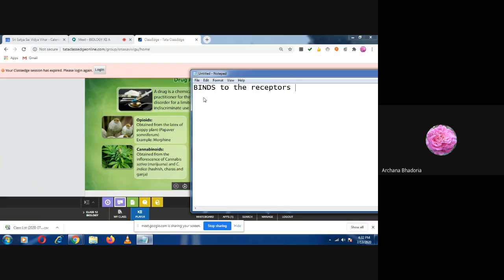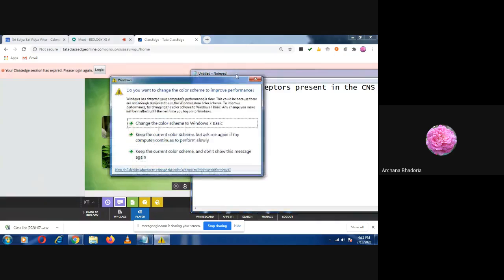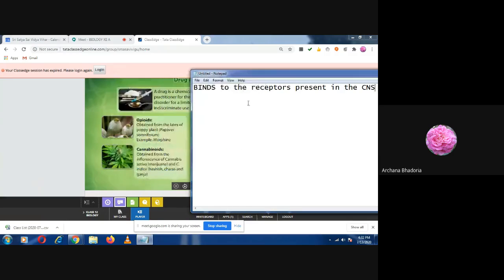Can you all see, children? Yes, ma'am. So you can note down present in the CNS. You can write down the abbreviation for your remembrance. CNS is the central nervous system, which includes your brain and the spinal cord. So the receptors of the opioids are present in the central nervous system, that is in the brain and the spinal cord. These opioids will bind to those receptors.